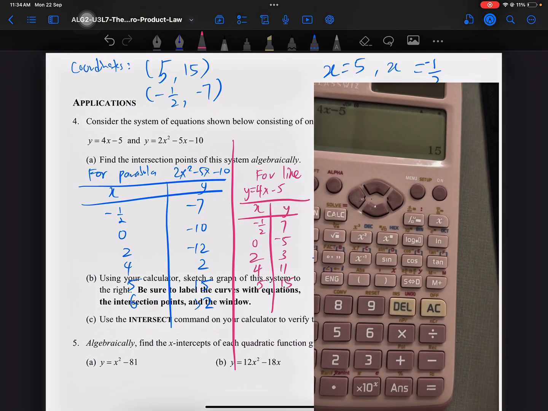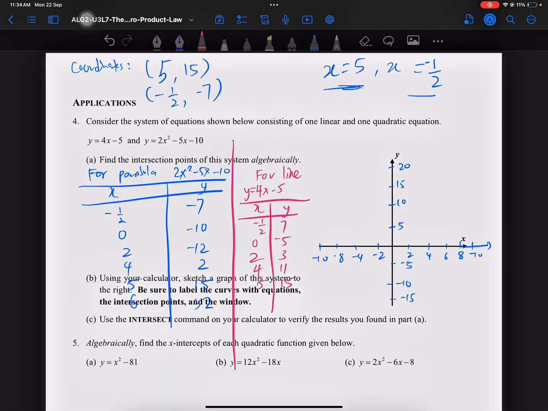Now I do the same for the line, 4 alpha x minus 5. Press CALC, negative half, I get negative 7. CALC 0, minus 5. CALC 2, 3. CALC 4, y is 11. CALC 5, y is 15.